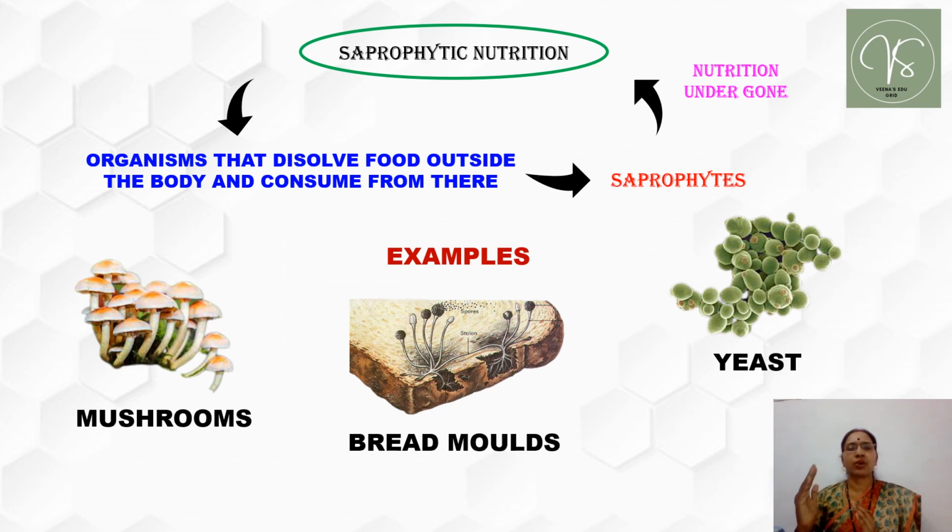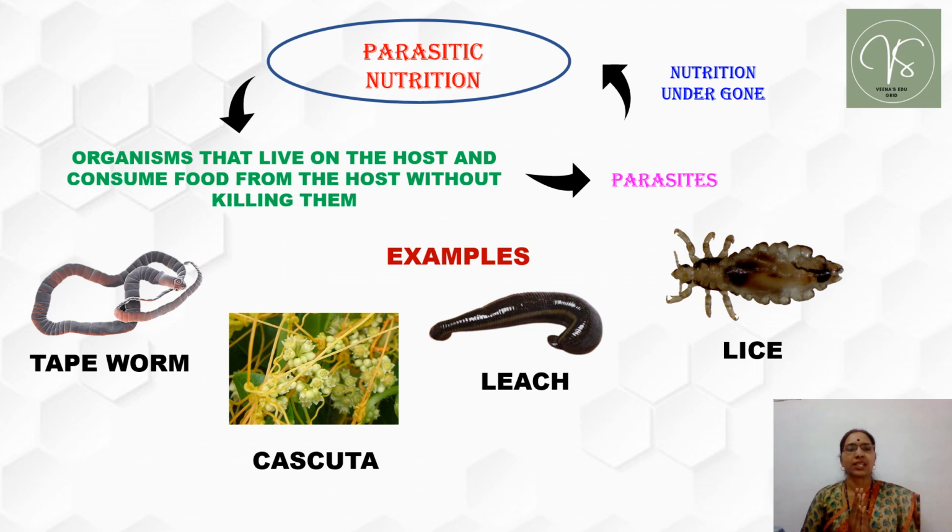Now let us learn about the next type of nutrition, that is parasitic nutrition. Here, the organisms live on the host and consume the food from the host without killing them, and such organisms are known as parasites, and the nutrition which they undergo is known as parasitic nutrition. Among the animals, we have parasites like tapeworm, leech, lice, etc.